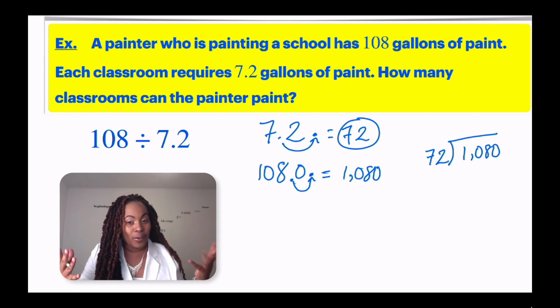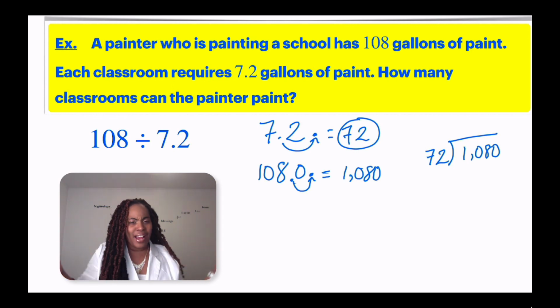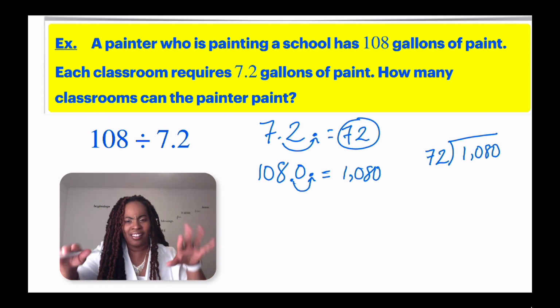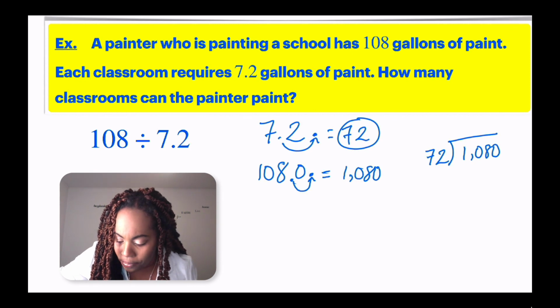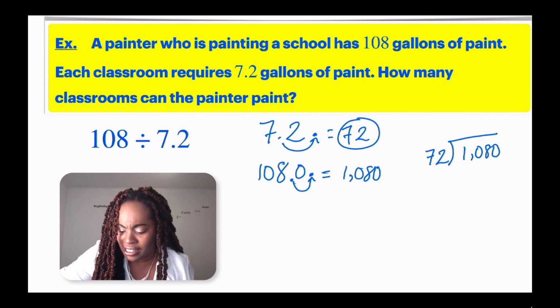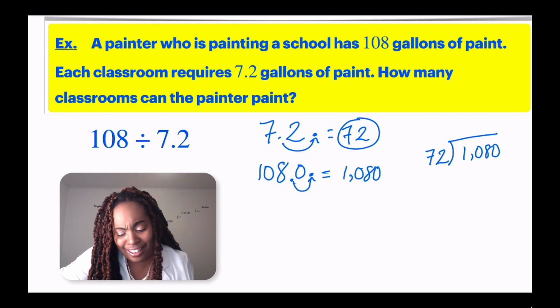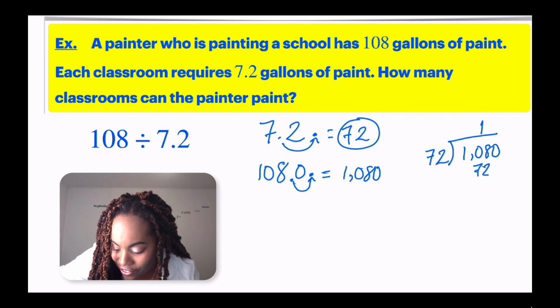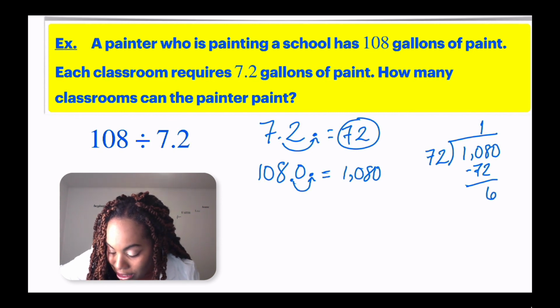So technically, if we have that decimal place in the back, like I told you before, that's a whole number. But our new whole number is 1,080. So in reality, what we're dividing is 1,080 divided by 72. Wow, isn't that pretty? And this we can do. So let's go ahead and divide.